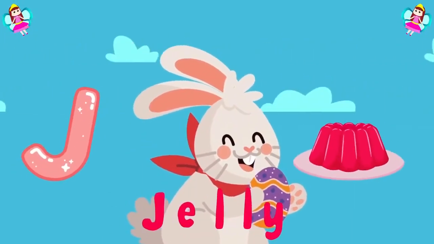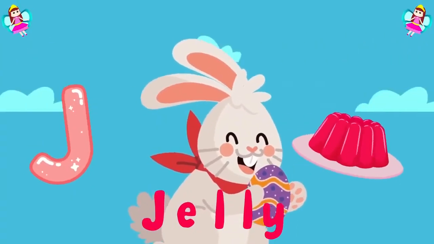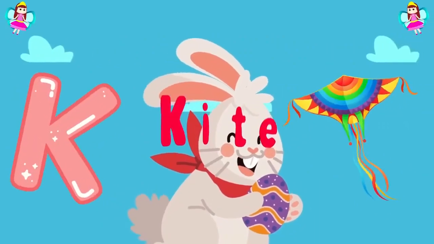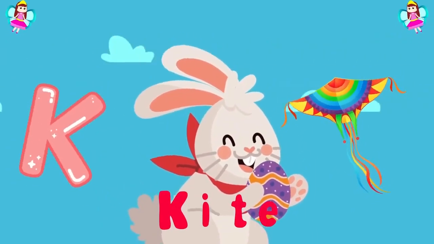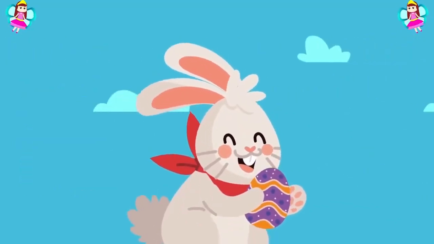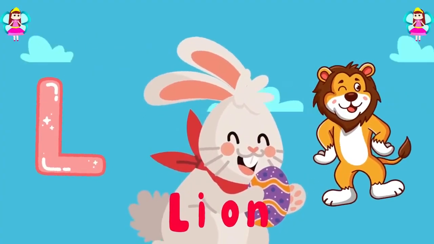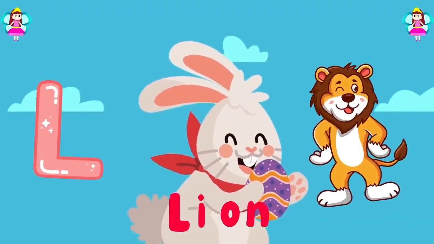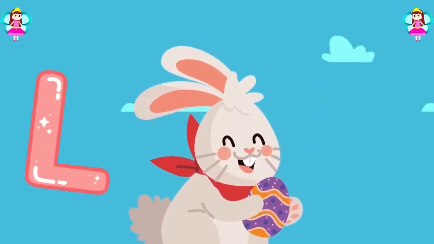J is for jelly. J, jelly. J is for jelly. K is for kite. K, kite. L is for lion. L, lion. L is for lion.